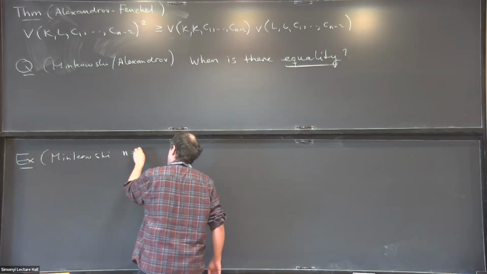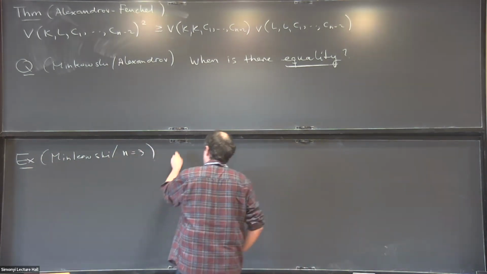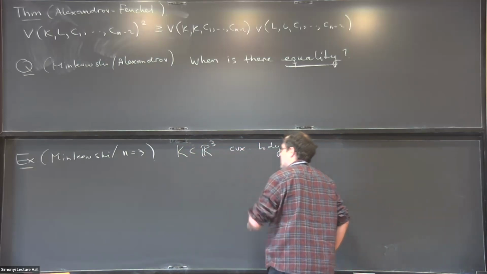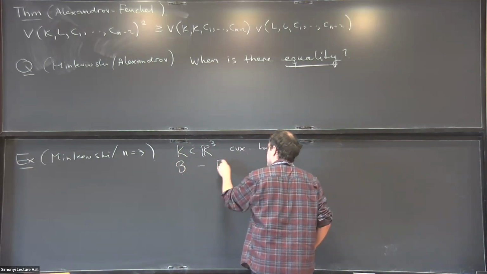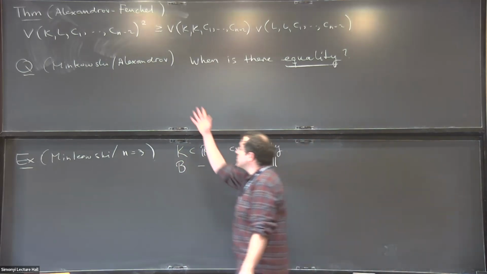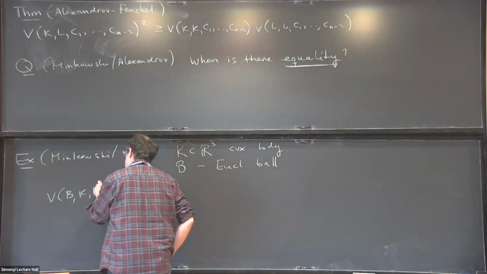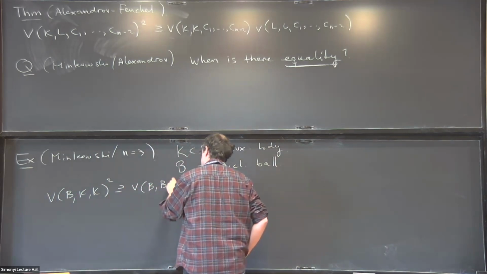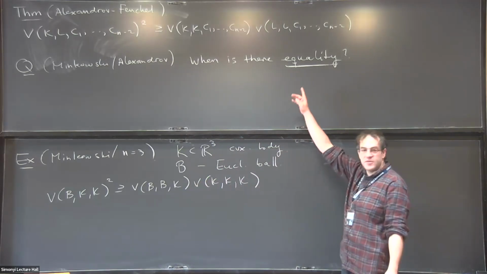And so now we work in dimension 3. Let's say K is a convex body. And throughout, I'm going to call B the Euclidean ball in any dimension, in this case in dimension 3. So there's a special case of this inequality which reads as follows: V(B,K,K) is greater than or equal to V(B,B,K) times V(K,K,K). That's a special instance of this general inequality over here.